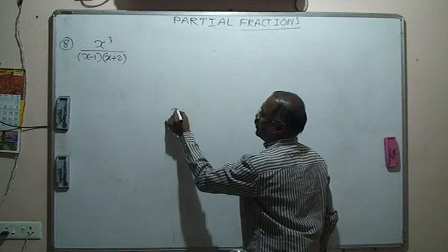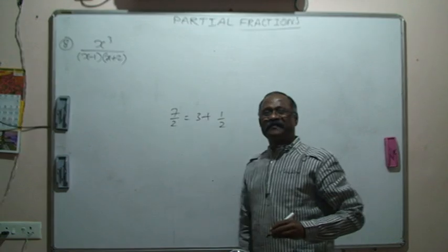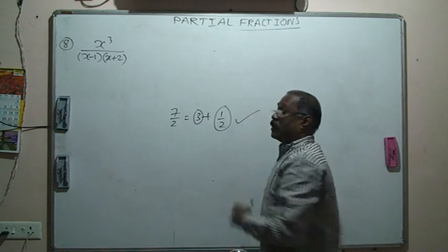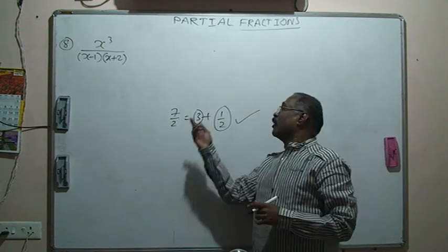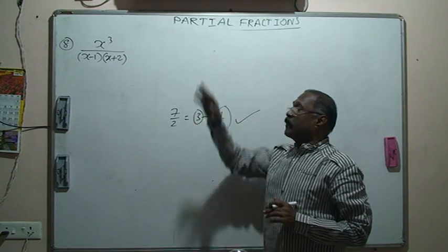Like a very simple numerical example, I'll take 7 by 2. It can be written as 3 plus 1 by 2. This is improper. This is proper. For this only the principles can be applied. So this is the quotient, this is the remainder, this is the divisor. In that form it is to be written.